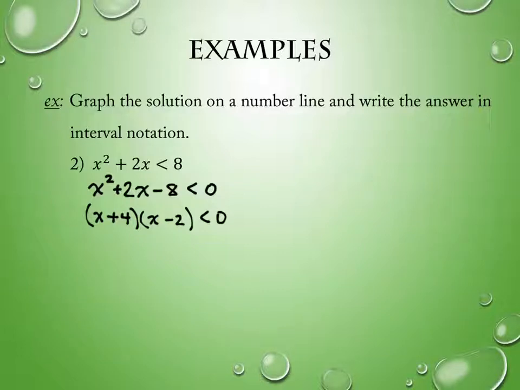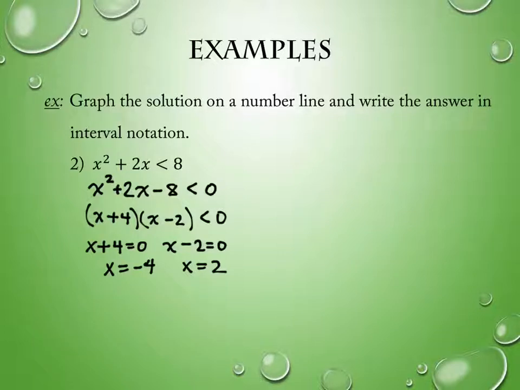Yes, I realize the numbers are different, the sign is different, and all that stuff, but the differences are simply in how it displays itself later. The process is the same. So we're going to set each part equal to 0. So x is equal to negative 4 and positive 2. Is everyone good with that?